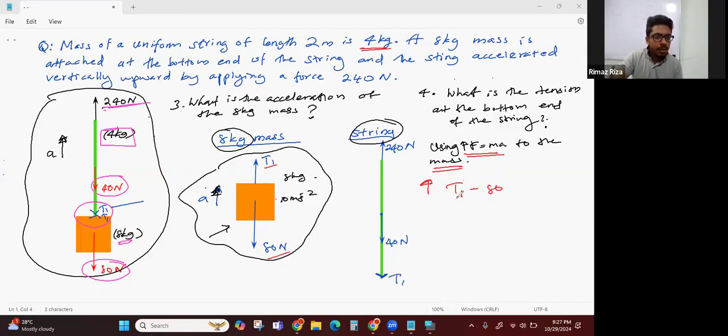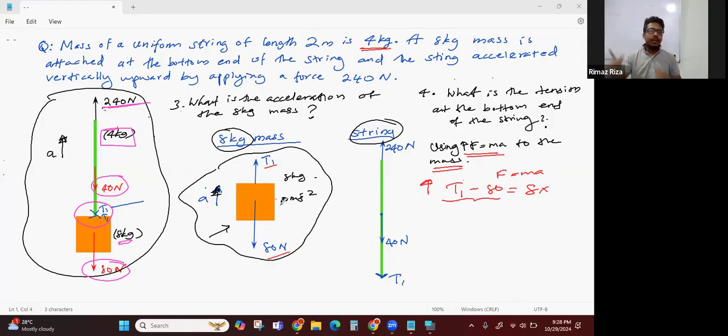Then this will be the resultant force. T1 minus 80, the net force, is equal to mass, which is 8 kilogram, times acceleration. F equals ma, we are just writing F equals ma. So F is the net force. So this is the net force. So I am pushing this side. I am applying a force vertically upward, but the gravity is pulling downward.